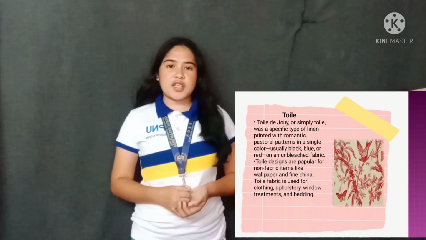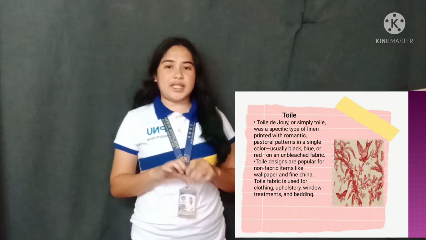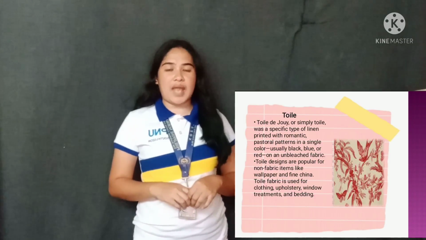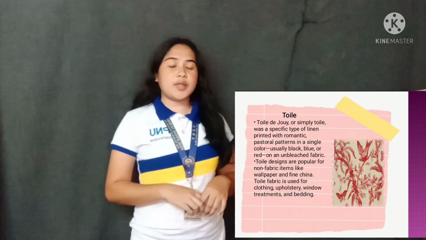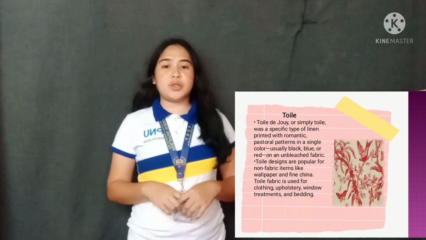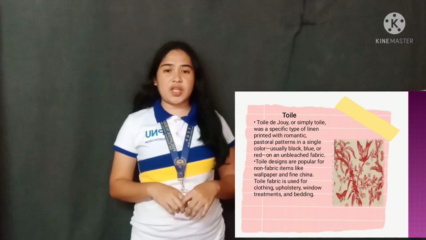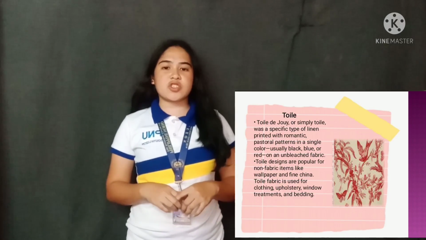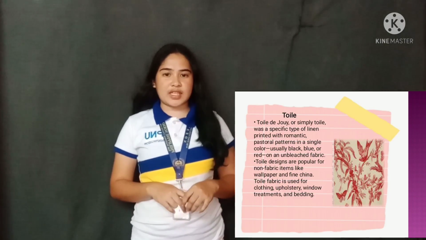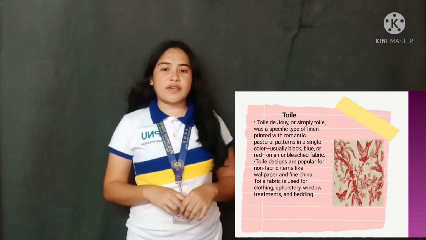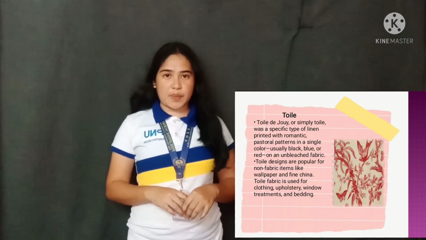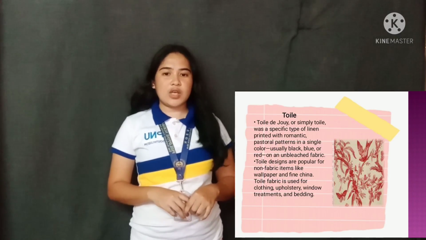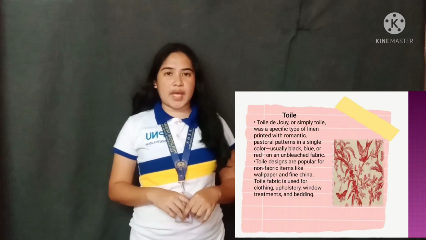Next is toile. Toile de Jouy, or simply toile, was a specific type of linen, printed with romantic pastoral patterns in a single color, usually black, blue, or red, on an unbleached fabric. Although the word toile means fabric in French, the word has evolved to also refer to the original design aesthetic of the fabric, which gained popularity in France in the 1700s. Toile designs are popular for non-fabric items like wallpaper and fine china. Toile fabric is used for clothing, upholstery, window treatments, and bedding.